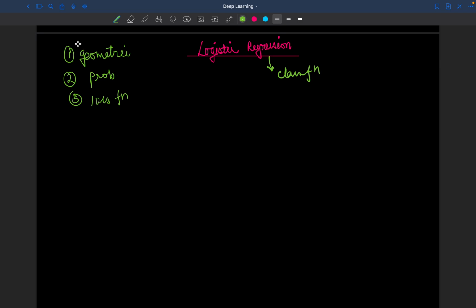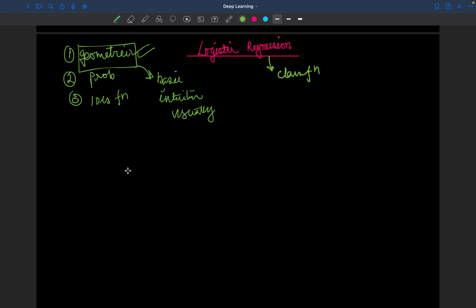Today we will take a look at the geometric approach. Why? Because it's very basic and very intuitive to understand visually. It's always better to proceed with the geometric intuition in the beginning.